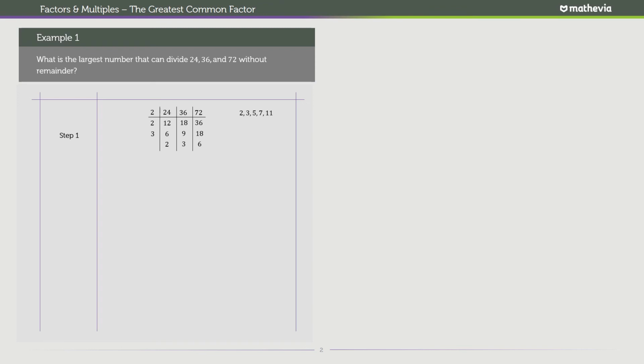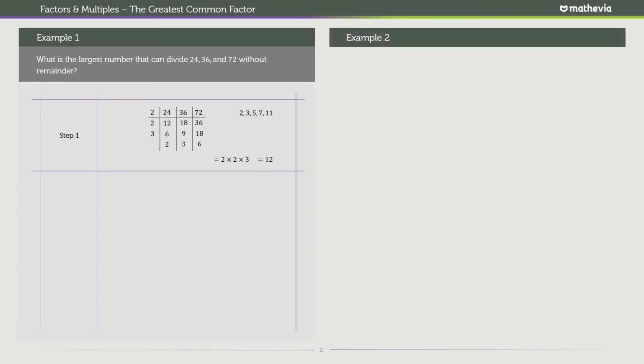And so at this point what we do is we just go ahead and say 2 times 2 times 3, and it gives us our answer, 12. So the GCF of 24, 36, and 72 is 12.